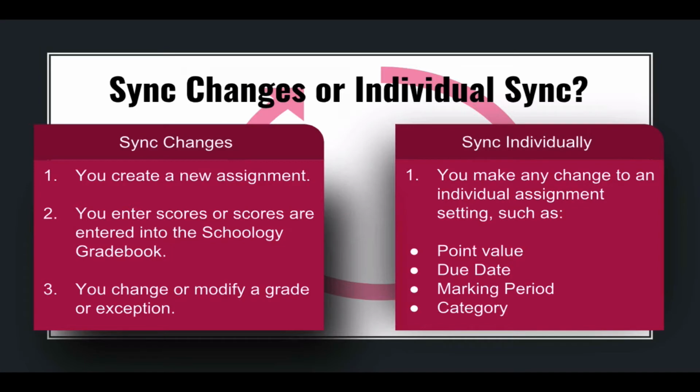Want to talk about sync changes or individual sync. Okay, so I've been doing the sync changes, and it's that circle at the top, or that sync changes button. That's really helpful when you create a new assignment, you enter scores, or you change a score for a student, or you make an exception, like you say it's missing, that kind of thing. You sync individually when you make changes to the actual assignment itself, like the point value, due date, marking period, and category, and that's when you can do each individually.